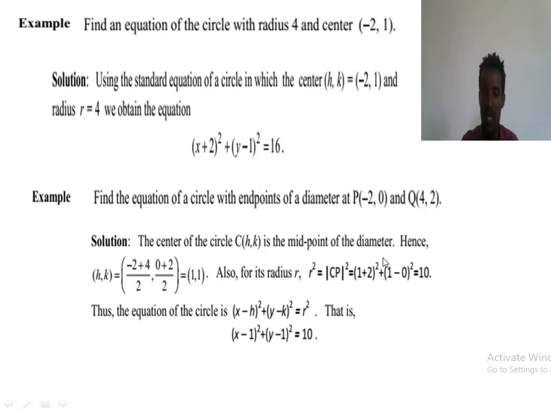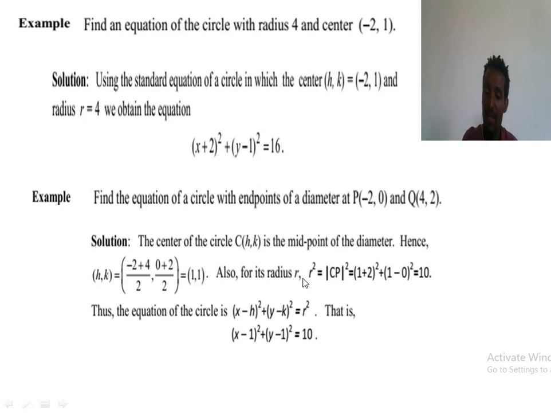Since it is the midpoint of the diameter, h, k is the same as here: (-2 + 4)/2, comma, (0 + 2)/2, by this formula. h, k equals (-2 + 4)/2, comma, (0 + 2)/2. -2 + 4 is 2, 2 over 2 is 1, and 0 + 2 is 2, 2 over 2 is 1. Therefore our center is (1, 1).